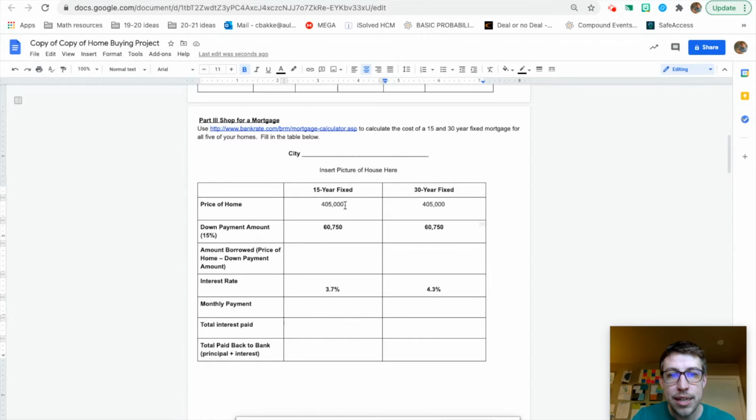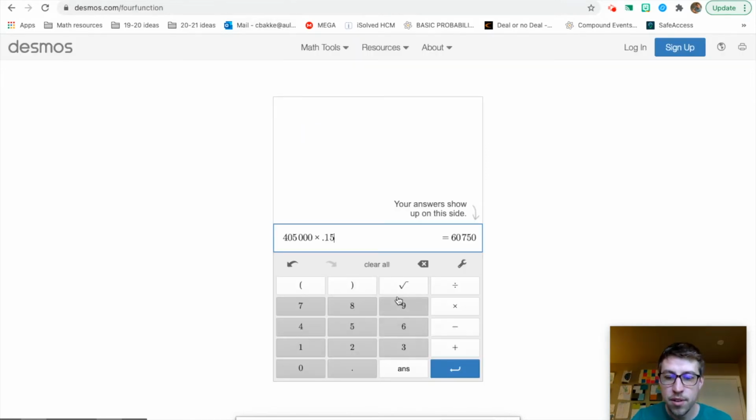So we're going to take how expensive the home is, $405,000. And we are going to subtract the down payment because you already saved up that much. You don't need to borrow that from the bank. So we're going to take the price of the home minus the down payment, and whatever is left, that's how much money you are asking to borrow from the bank, and they will charge you interest for borrowing that money.